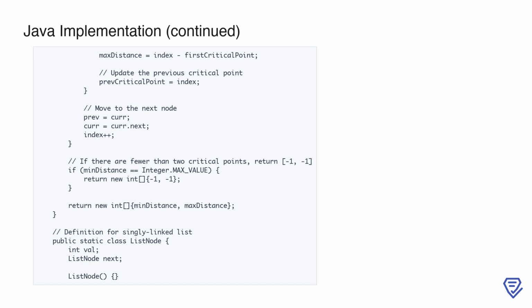If that's the case, it means we couldn't calculate any valid distances, so we return -1, -1 as specified in the problem. Otherwise, we return an array containing both min distance and max distance, which represent the smallest and largest distances between any 2 critical points in the linked list.